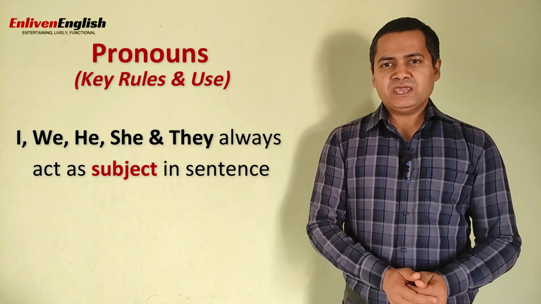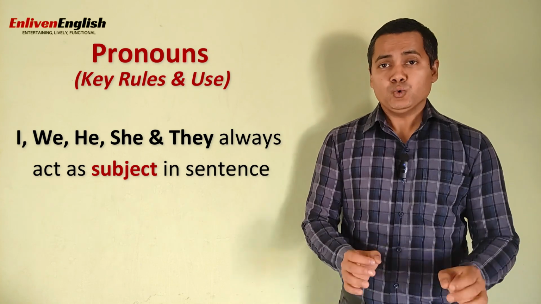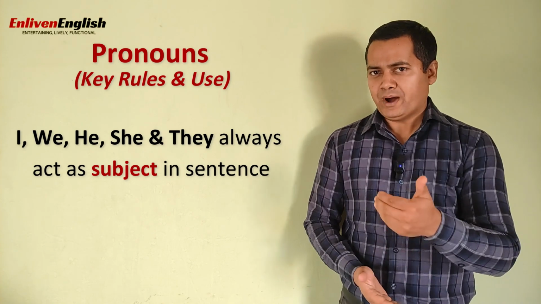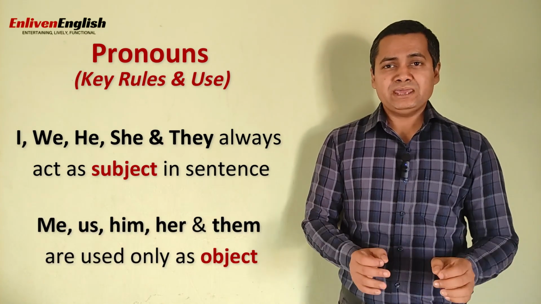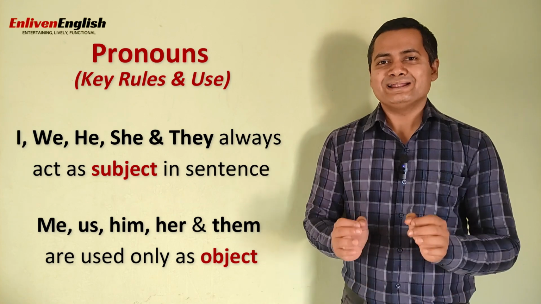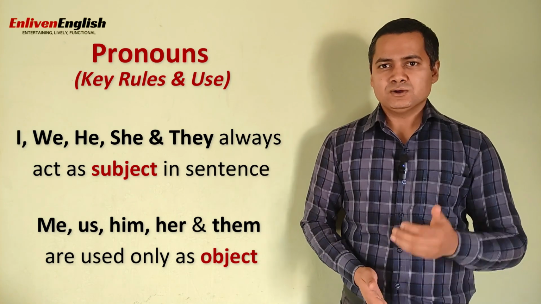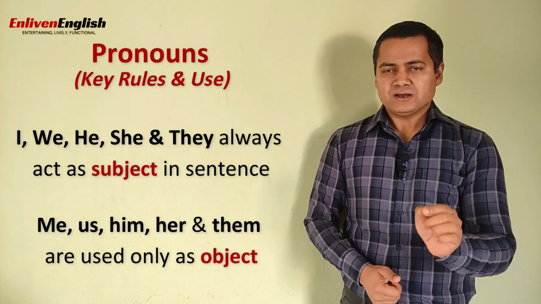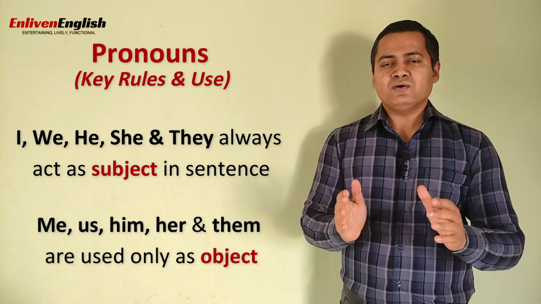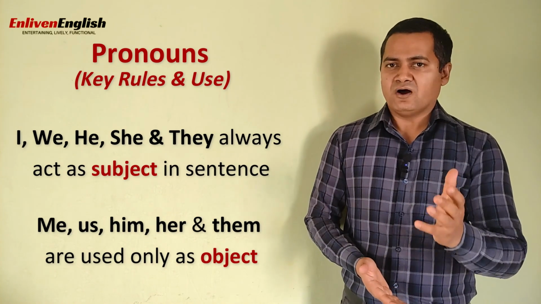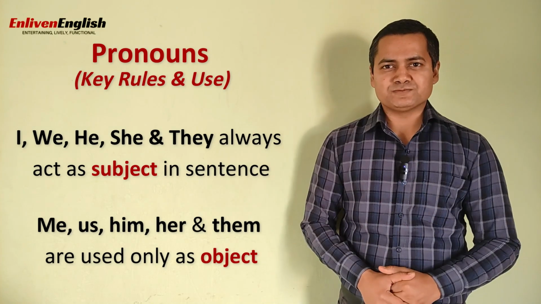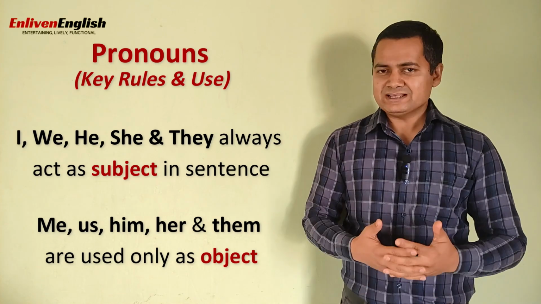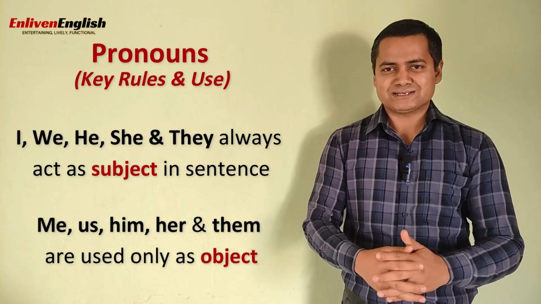I, we, he, she, and they always act as a subject in a sentence. That means they will always be followed by a verb. Whereas me, us, him, her, and them will always appear as object in a sentence. One thing you need to remember is when these appear as object, they will always be preceded by either a verb or a preposition. If you can remember these two important rules, you will never make a mistake. Now let's have a look at some sentences to gain better understanding.